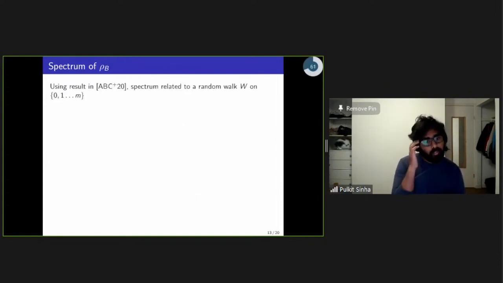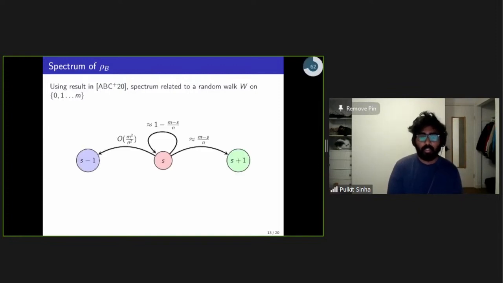it turns out that using a result in the previous work on the quantum coupon collector, you can relate the spectrum of rho B to a random walk on the first M plus 1 natural numbers. And let's see how that random walk looks. So at each stage, you can either move one step ahead, stay at the same place, or move one step back.